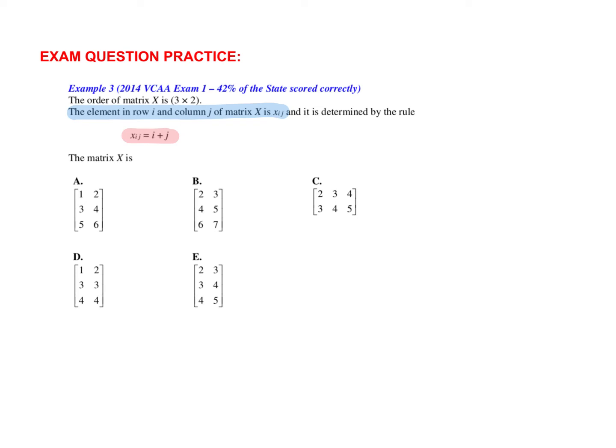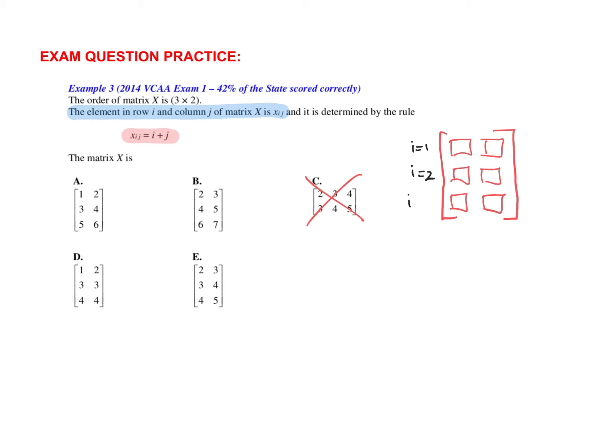Okay, so first of all, we know it's a 3 by 2. So which ones can we get rid of? C. Yeah, we can get rid of C. It's not a 3 by 2. So I'm going to do it myself. I'll create this matrix, a 3 by 2, put a little spot in each, and draw it up myself so I can just get the answer. So this would be i equals 1, i equals 2, i equals 3. If you're in that row, that's what it is. Up here, j will equal 1 and j will equal 2, going along that way.